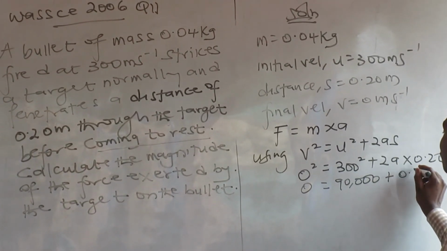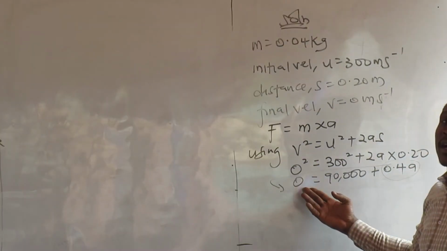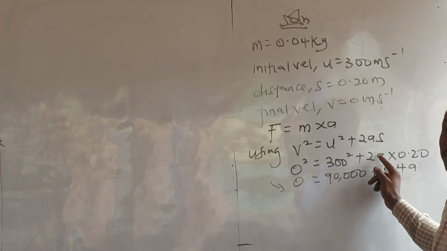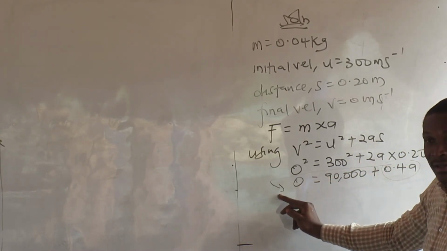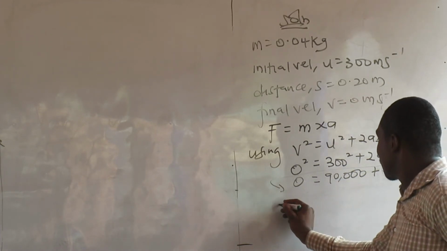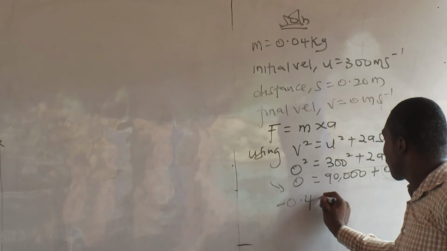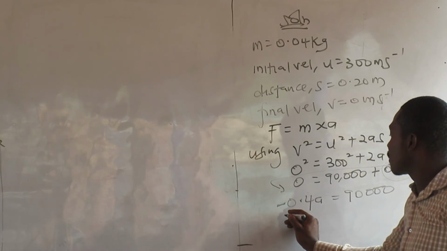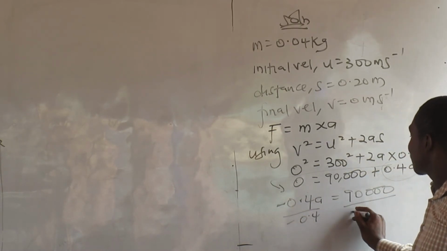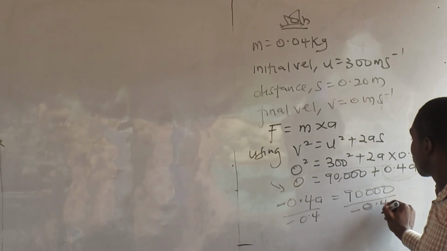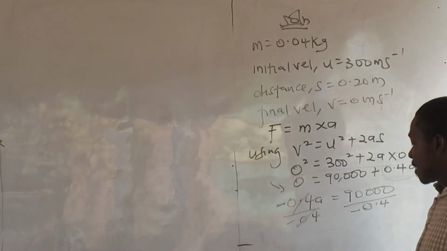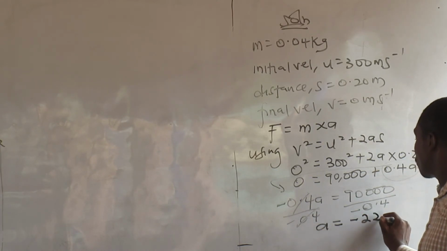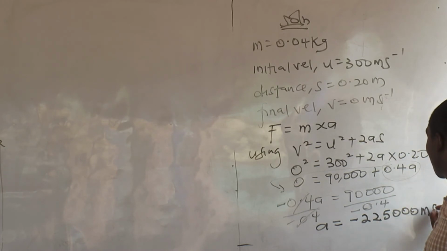Okay. So this is what we are getting. 90,000 plus 2 times 0.20 is 0.4 with my a. So I shift this over here. This over here. So I'm going to get negative 0.4a equals 90,000. Now I have to divide by what? Negative 0.4. Negative 0.4. Good. So my a is going to give me negative 225,000 meter per second squared.